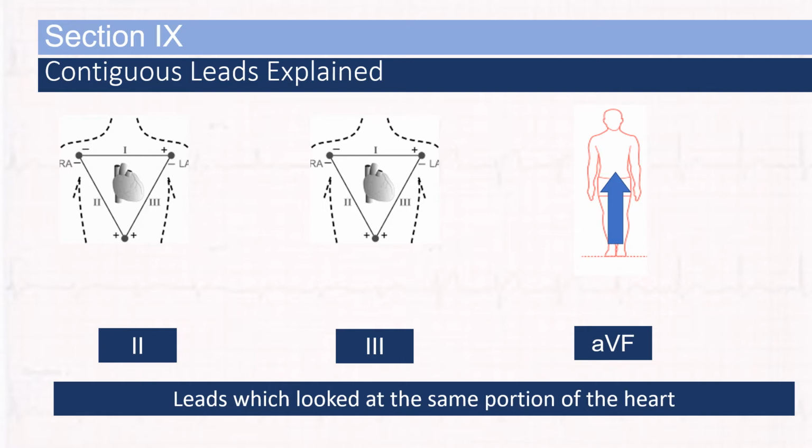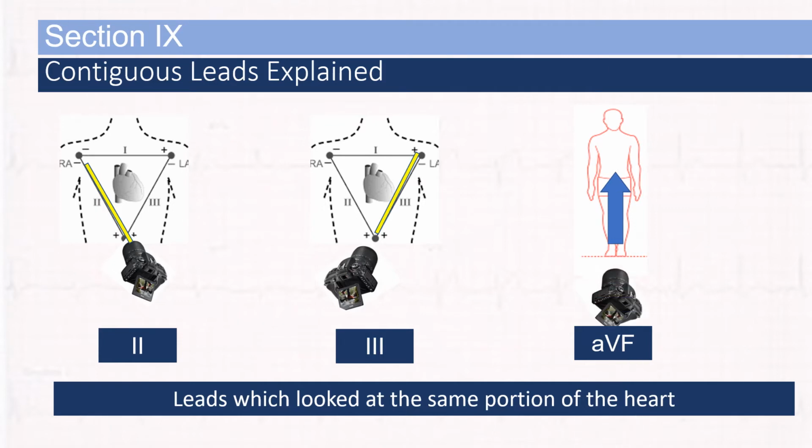So let's start with 2, 3, and AVF. In lead 2, the camera view of the electrical triangle is down on the left leg, looking upward towards the right shoulder. In lead 3, the camera is closest to the right leg, looking upward towards the left shoulder. And in AVF, the camera is on the ground, looking upward towards the inferior portion of the heart. Note that all the cameras are facing upward, looking at approximately the same portion of the heart.